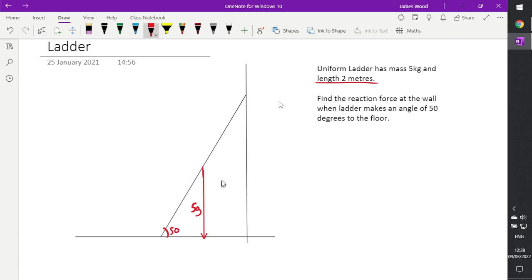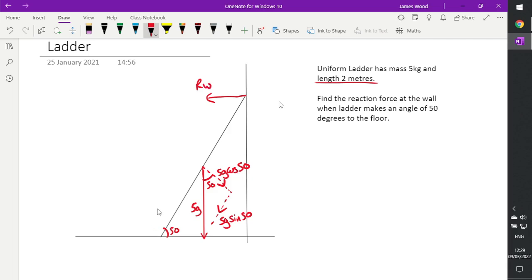So this is 50. We can resolve this weight here, exactly the same as we do normally. So this is 50. This is 5G cos 50, going that way. And then 5G sine 50 down that way. Now the reaction force at the wall, just like normal reaction forces, this is at 90 degrees to the surface. So I'm going to label this as RW for the reaction at the wall.